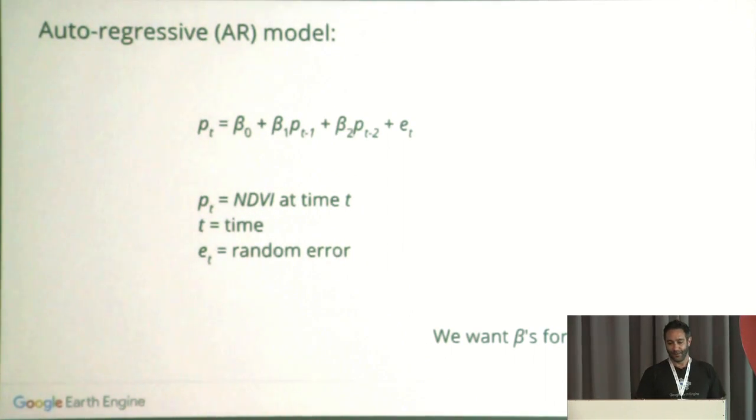Okay. Autoregressive models. We have a pixel value at time t, and that is a function of a constant, and the 2 previous time points. So the pixel value at time t minus 1 and the pixel value at time t minus 2 plus a random error term. And again, we want these betas for every pixel.